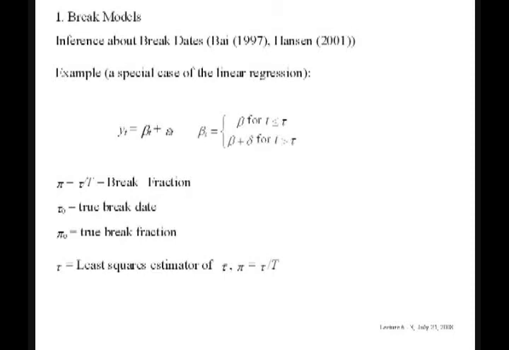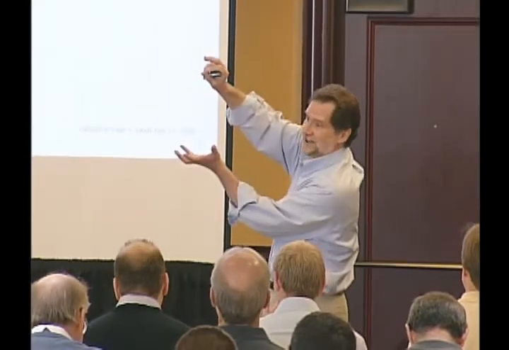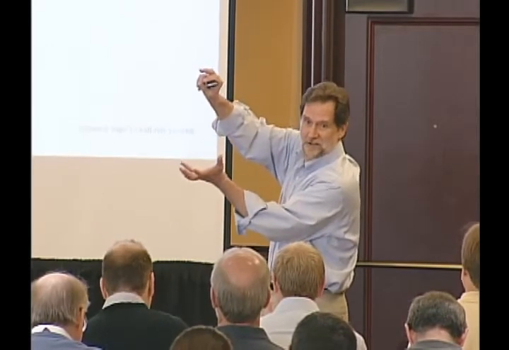So that's the date at which it occurred. You got a sample of size 200. The break occurred at observation 68, right? So that's tau. And the other thing is we're going to talk about the break date in terms of the fraction of the sample at which it occurred. So observation 68 divided by 200, I guess that's 0.34. So the break occurred 34% of the way through my sample, okay?